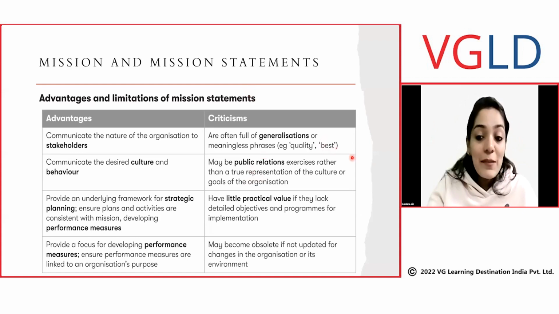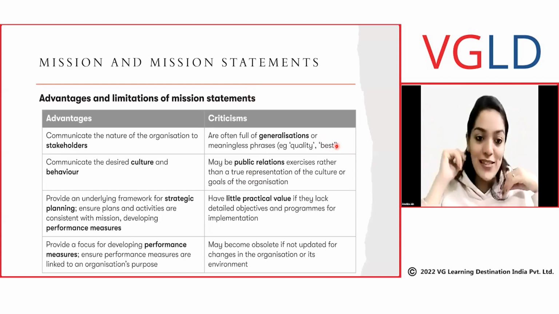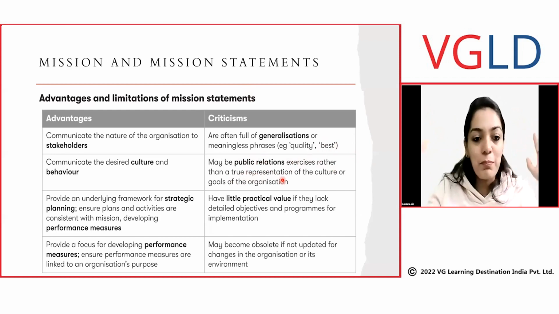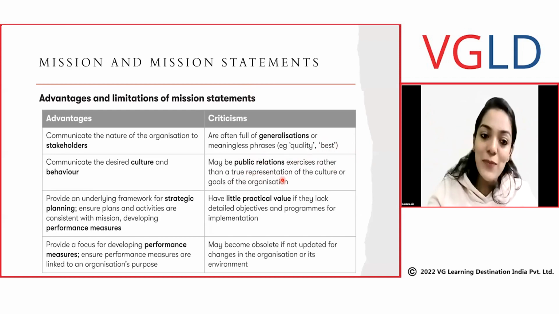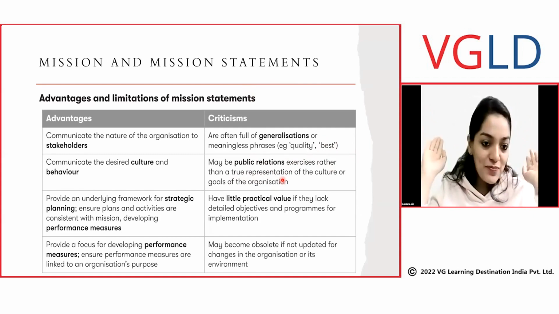Maybe, like, see, best. Even the book has mentioned the example of using the word best, quality. Even that quality word was there in the mission and vision statements of the company. Maybe public relations exercises rather than a true representation. So it's like a publicity stunt for the company that we are going to live by this mission and vision, whereas in actual, they are doing something else.